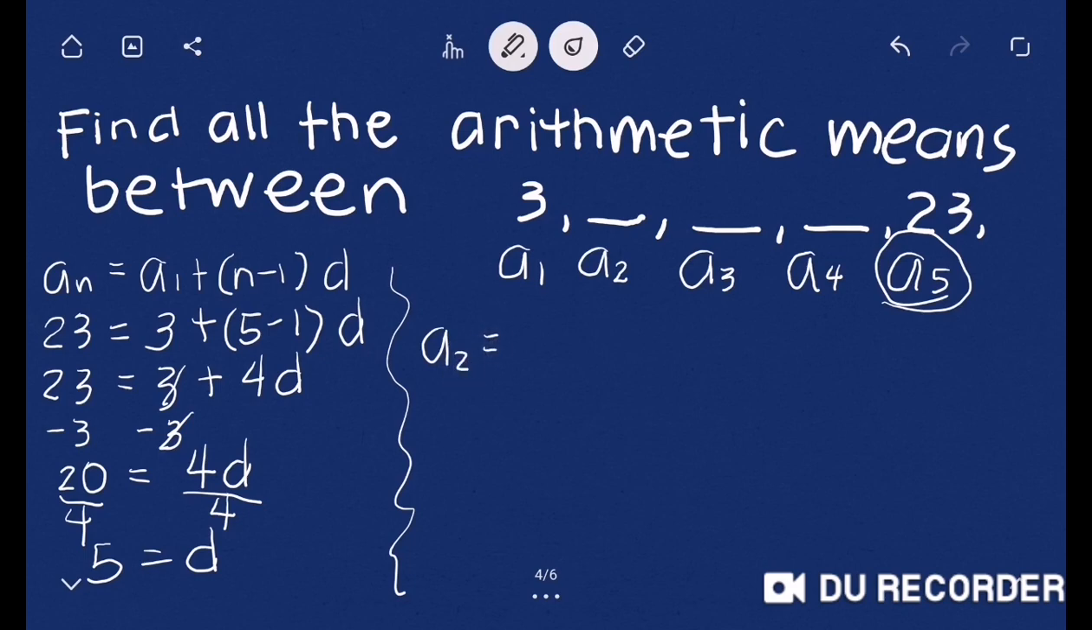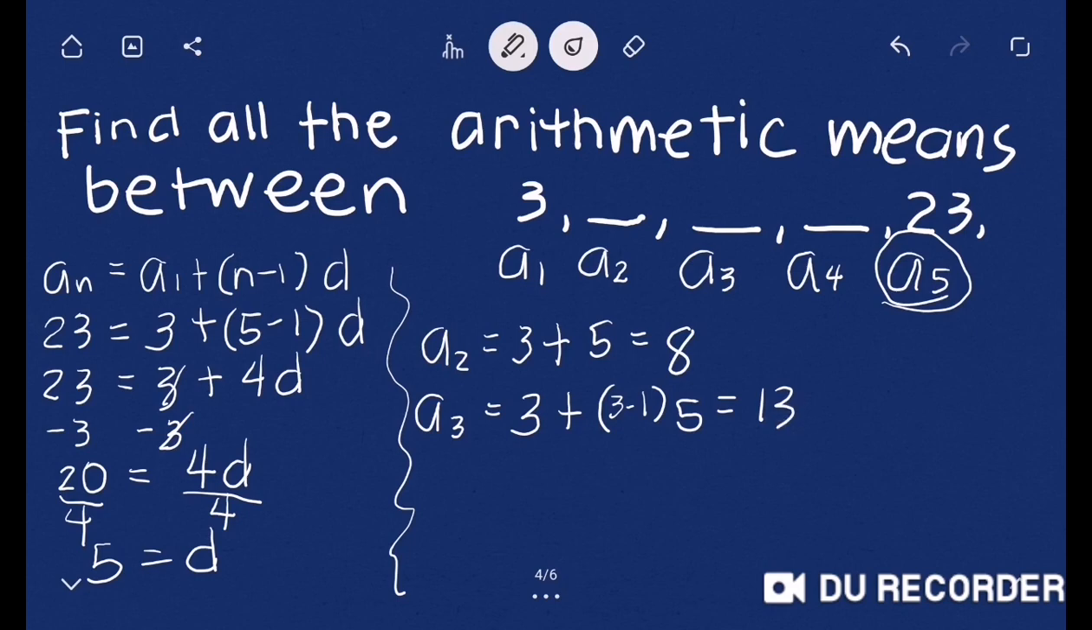Again, formula, we have a sub 1, 3. So second term, 2 minus 1, we have 1 times 5 is 5. This is 8. For the third term, we have the first term plus, again, n natin is 3 minus 1 times the common difference. So when we simplify, we have 3 minus 1 is 2 times 5, 10. This is 13 pag nag-add tayo ng 3.